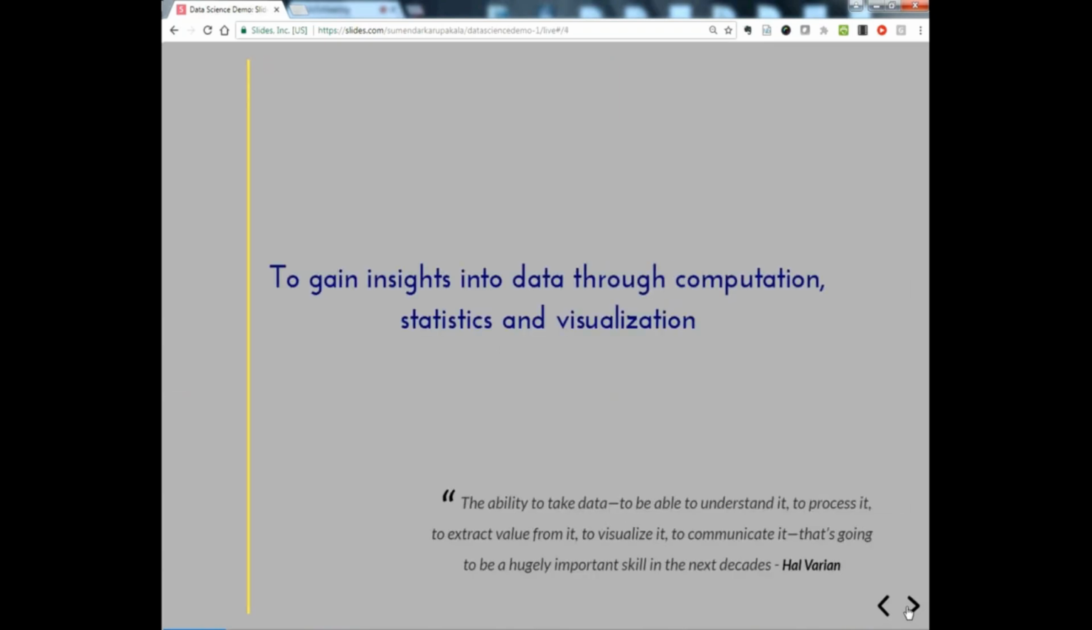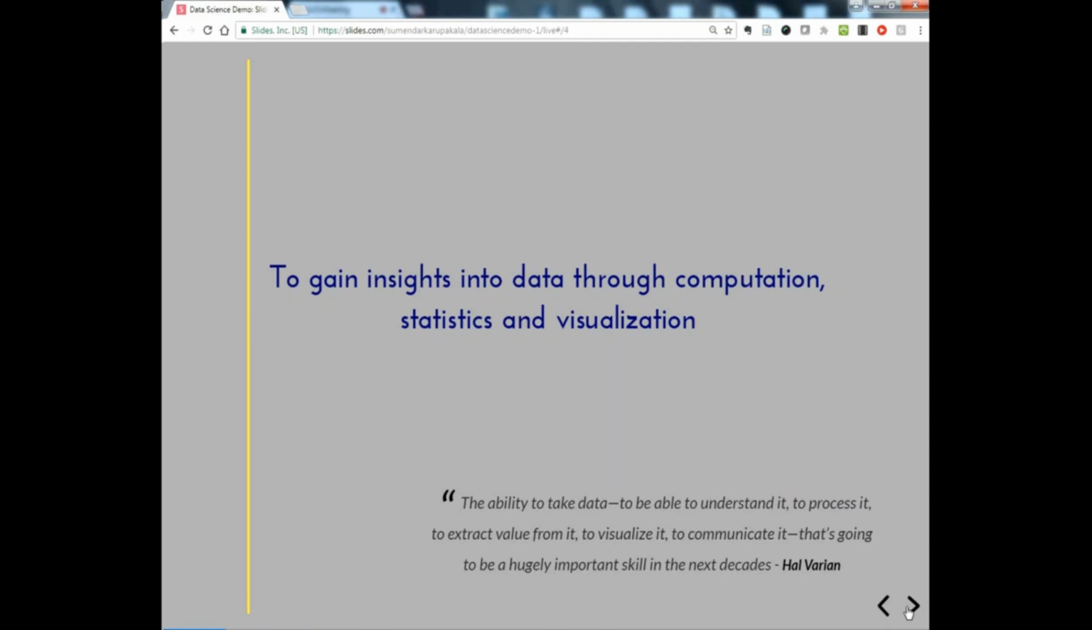Data science is nothing but gaining insights into the data by applying statistical models, computational techniques, or visualization principles on top of the data. It's nothing but finding meaningful patterns and meaningful insights from the data. That is what data science can handle, or what data scientists can do.